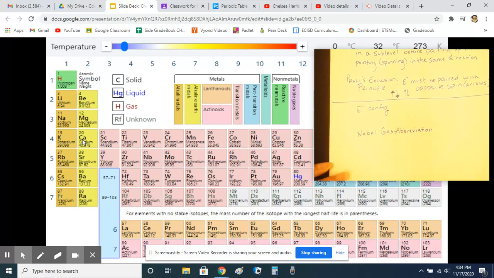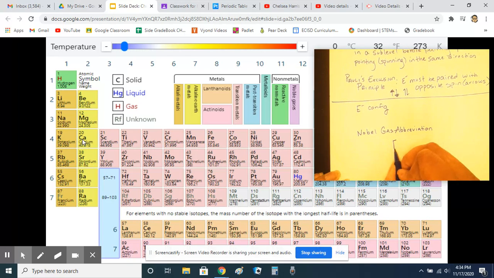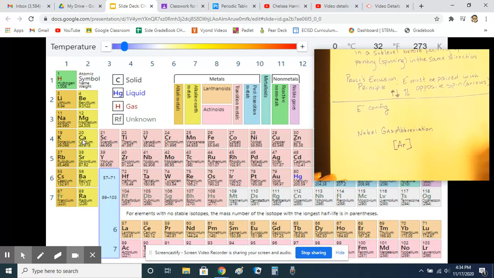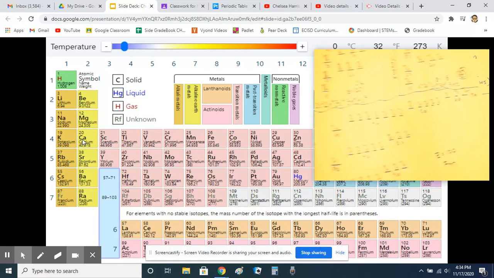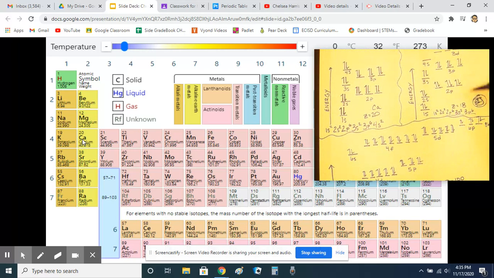Whatever noble gas you pass by first on the way to your destination, you put the symbol for that noble gas in brackets. Argon is Ar, so we put the symbol for argon in brackets like this, and then pick up the rest of your electron configuration from there. Calcium had everything that argon had up to the 3p6 point, and after that, calcium had 2 extra electrons at 4s2.